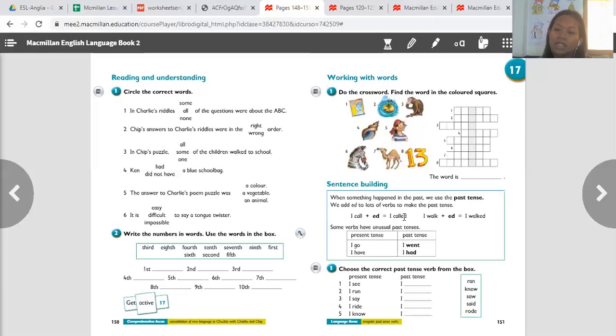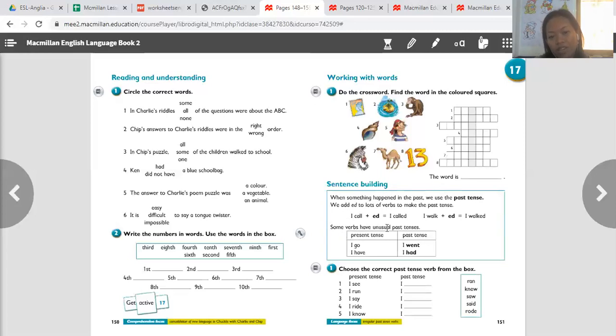Yep. Next, I walk in the present tense. When we talk about past, when we already walked somewhere, we say, I walked. I walked.